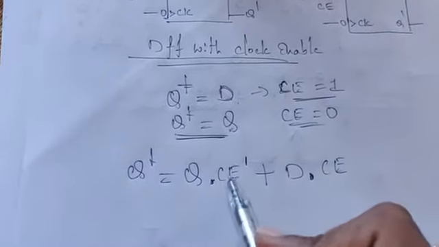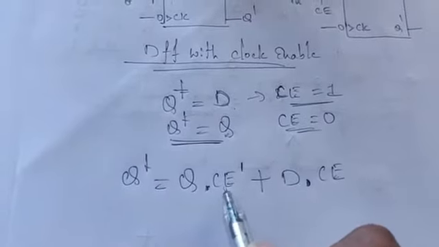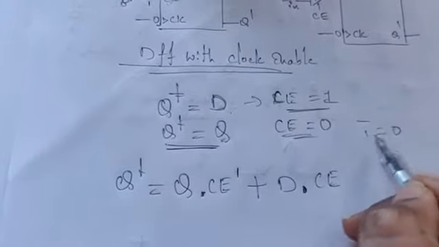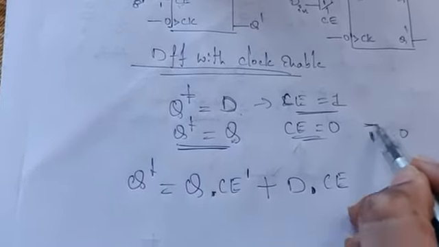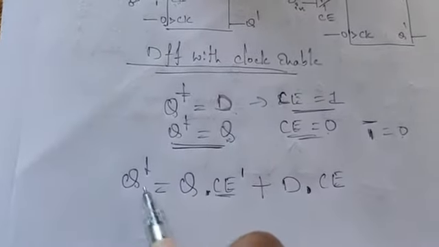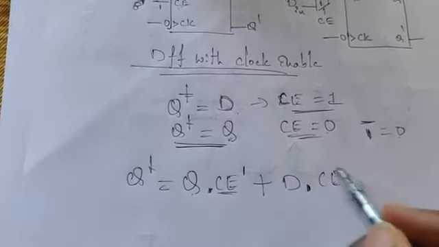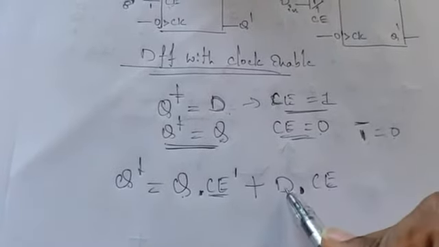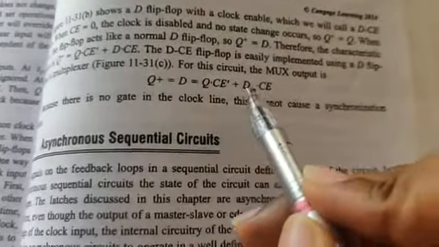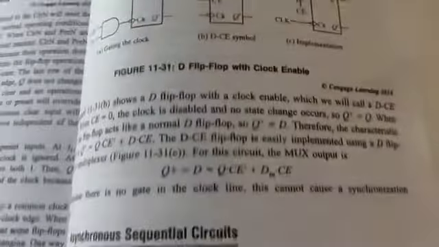So Q plus, the next state, depends on the clock enable. Clock enable of 1, with a bar, is equal to 0, right? So if it is 1 and you put a bar, that will be 0, meaning the clock enable is disabled. If the clock enable is disabled, then the output Q plus will be Q. If the clock enable is 1, then the output will be D. This can be written like this. This is what they have given here, the same equation, the same diagram. You can go through this. You need to explain the things which I just told.